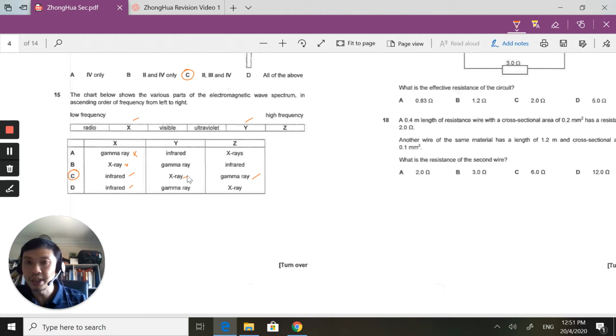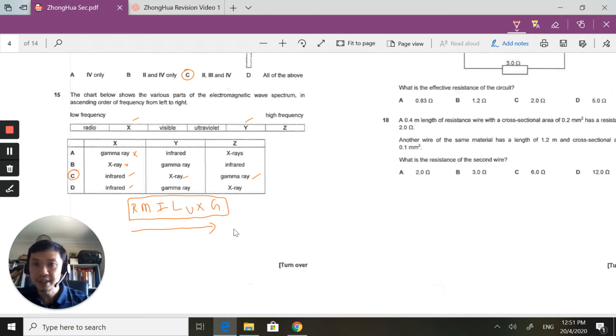Okay, so they are kind of testing you the order of the EM spectrum. Remember the full order is radio waves, microwaves, infrared, visible light, ultraviolet, X-ray, gamma ray. So you have to remember the EM spectrum in this order with an increasing frequency here and an increasing wavelength in this direction. Okay, so you have to know this.